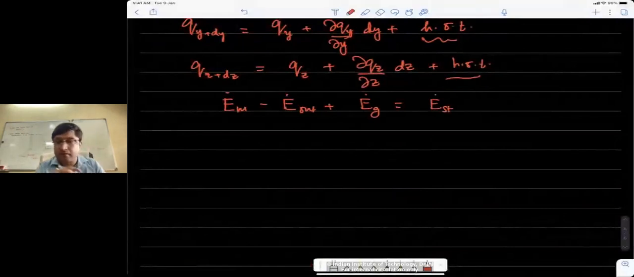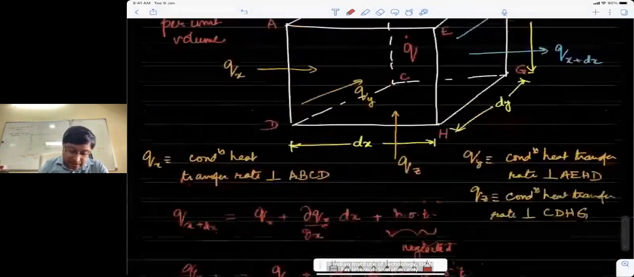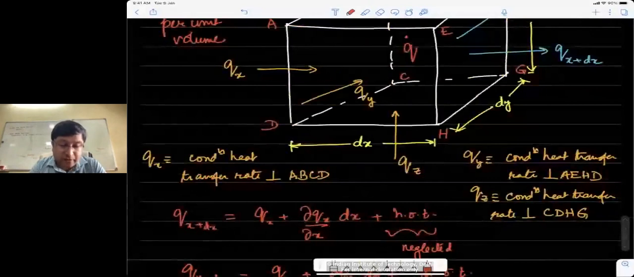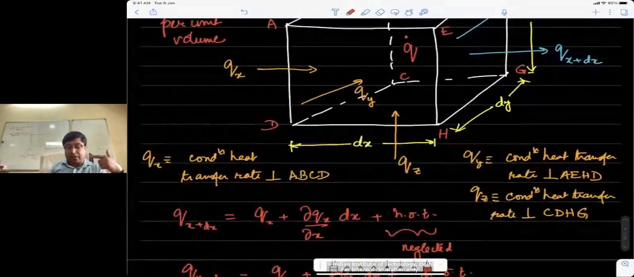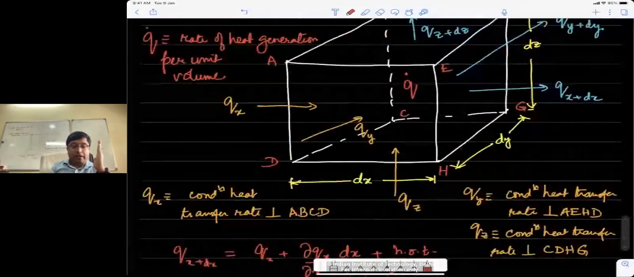Sir, can't Qx depend on Y and Z as well? Can't what depend on Y and Z? Qx. It can depend on those, but think of it this way: Qx is perpendicular to the face which has a normal along the x direction. So I'm expanding it only along that direction, or heat transfer in my case is taking place only along this direction.